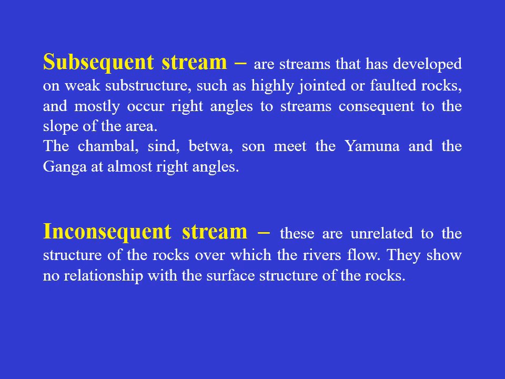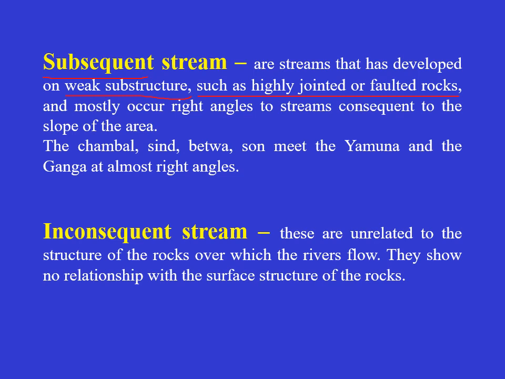The third type are the subsequent streams. These are the streams that developed on weak structures. That means the country rock over which the river flows already has some pre-existing weak planes, that means joints or folds or faults, over which the river water can easily erode those weak places, and thereby move from the upstream side to the downstream side. So the movement of the stream is basically guided by the existence of these pre-existing weak structures of the country rock over which the water flows.